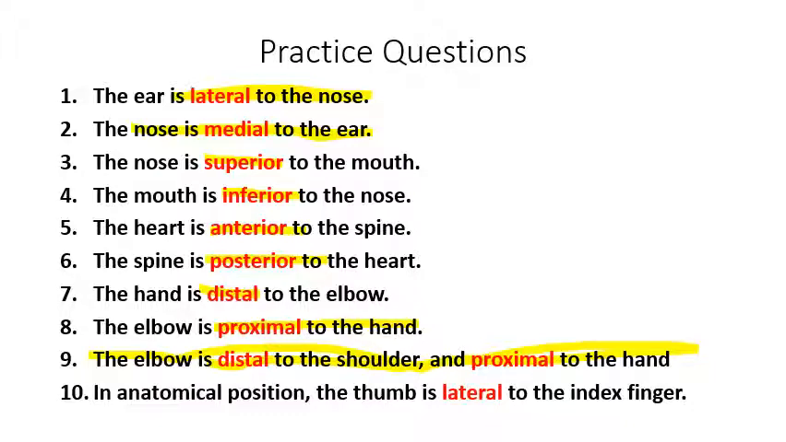Okay, when someone is standing in anatomical position, and we always assume that they are when we're talking about body parts, remember that the thumbs are pointing outward, which means that the thumb is lateral to the index finger. So the thumb is farther away from the mid-sagittal position of the body than the index finger.